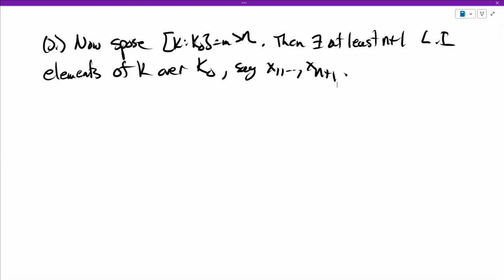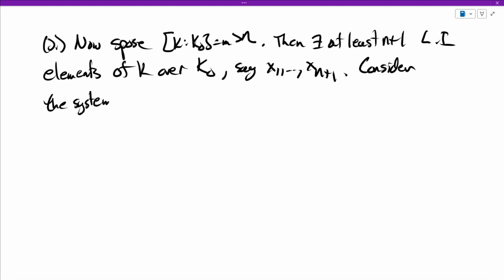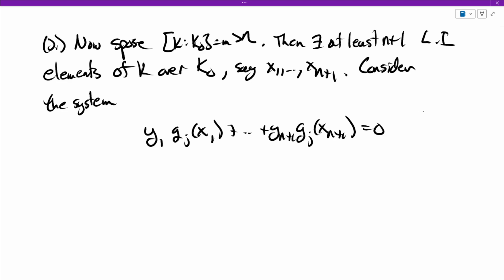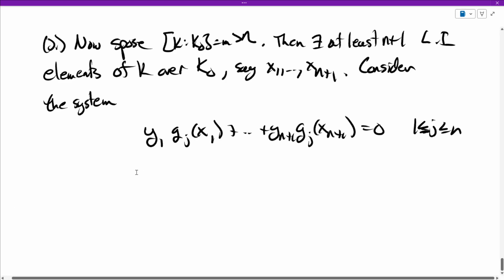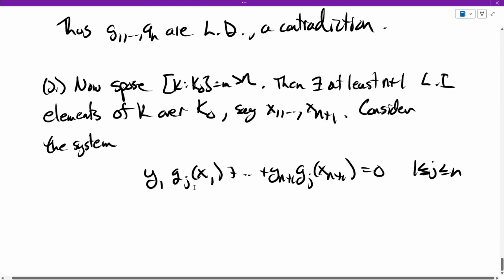All right. Now we're going to create a similar system. We're going to consider the system y1 gj of x1 all the way up to yn plus 1 gj of xn plus 1 equals 0 for j in between 1 and n this time. So how is that different from the system we just looked at? Well, here we get an equation for each element of g. Before, we got an equation for each basis vector. So we switch the index that we varied.